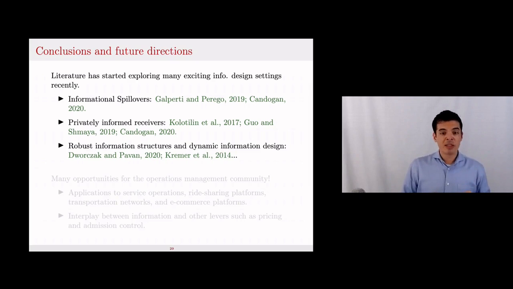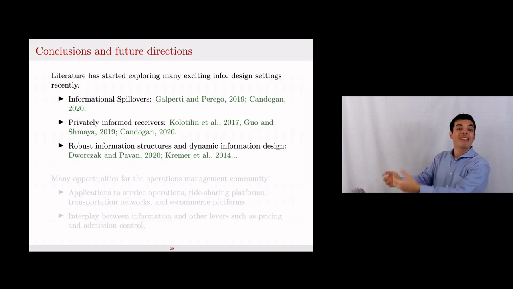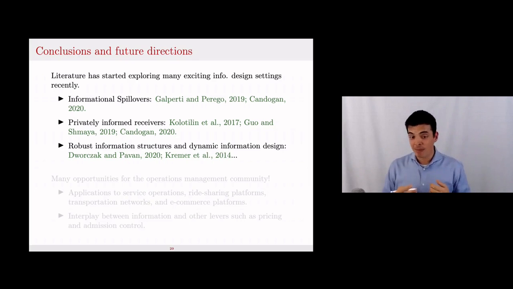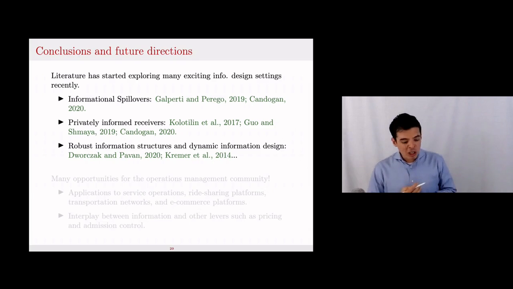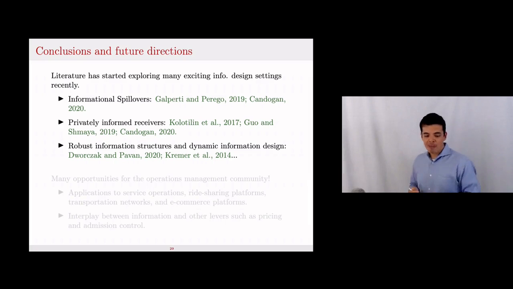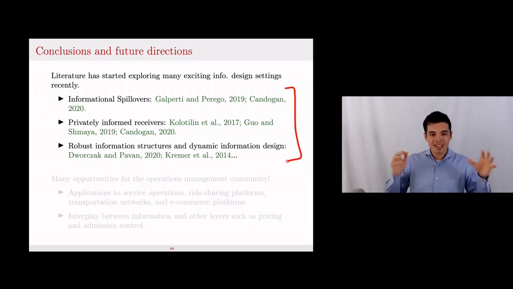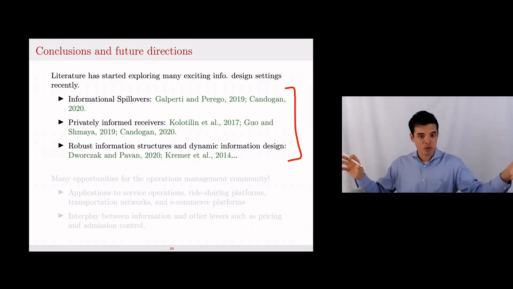There are questions related to privately informed receivers. So far, I assumed that the receivers do not have any private information. In settings where they have private information, the designer may need to come up with information structures that take into account the private information that the receivers may have. How should the designer take into account this information? That's another interesting question that few papers are trying to answer. How can we come up with robust information structures? How can we think about designing information in a dynamic way? These are some other interesting questions. So these are all recent research questions in the area that are pointing in different directions, and I think there's a lot of work to be done in each of these directions.